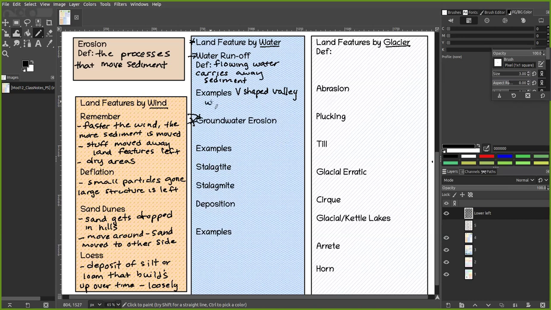Another thing that you'll see is waterfalls or streams themselves. Stream beds are often worn down by running water. Now, groundwater erosion is when you have acidic water that wears away the softer rock.